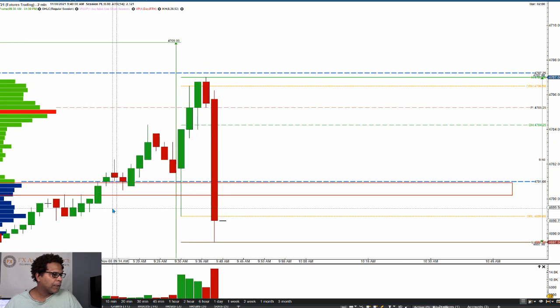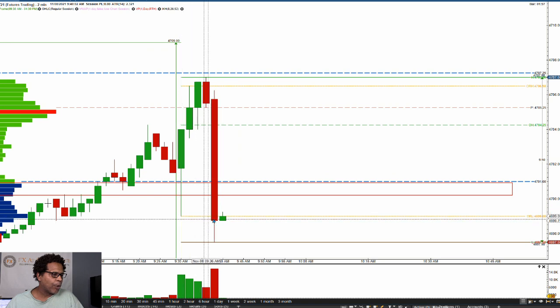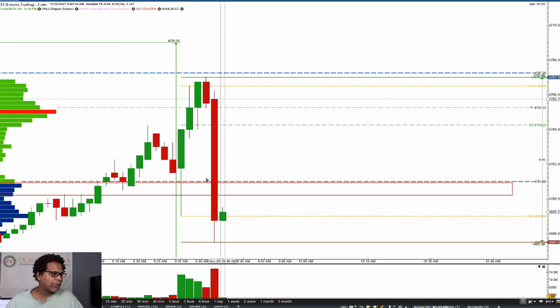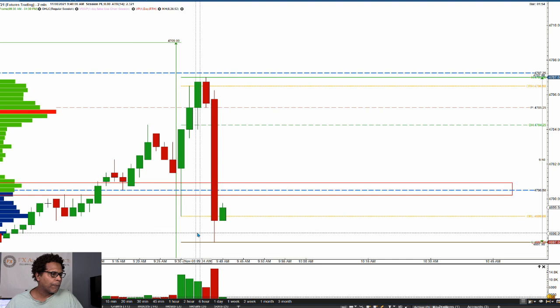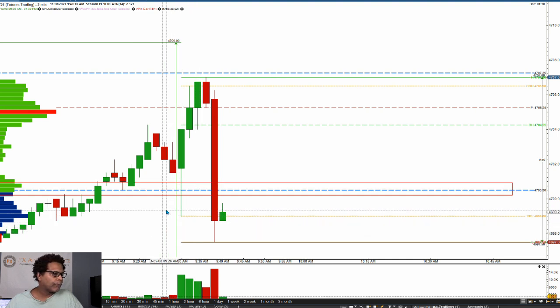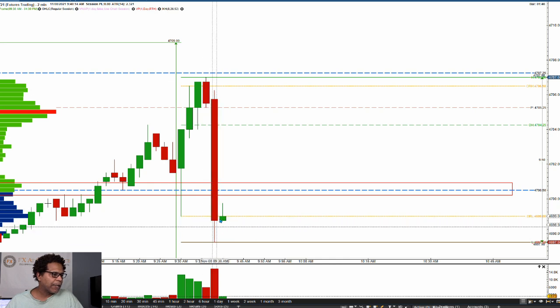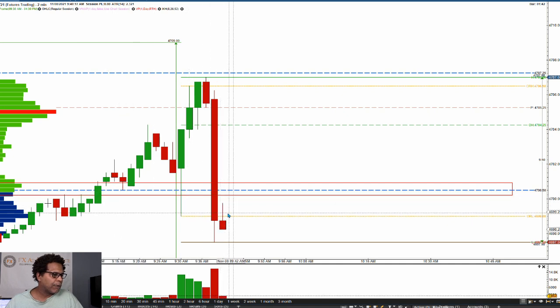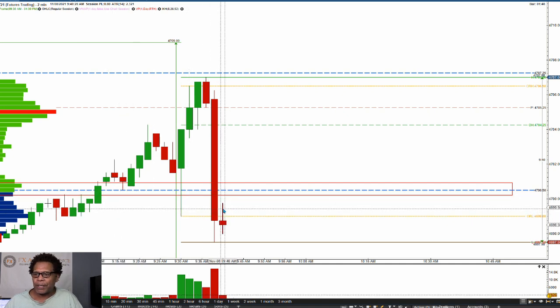Let's see. All right, so we made a new range. Well, we broke out of the opening range right there. I'm not trading that big candle. I wouldn't take this short on that big candle. Probably see the market move up a little bit off of this level, quite possibly.